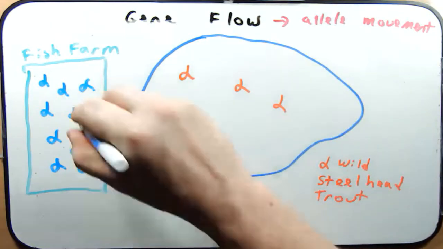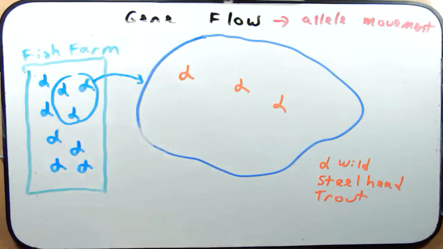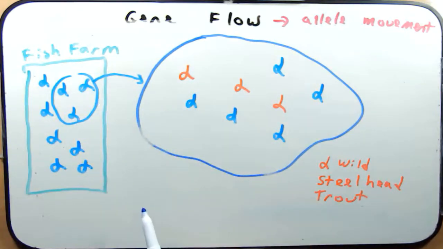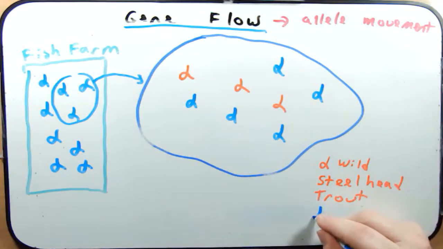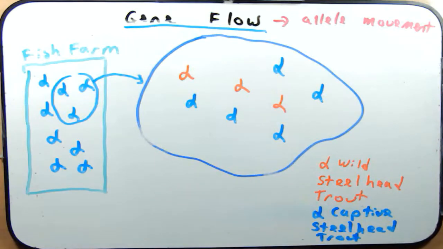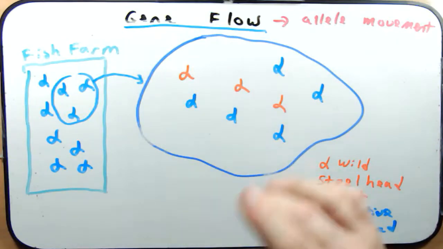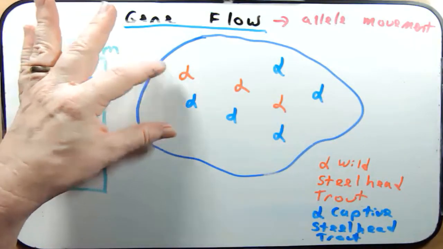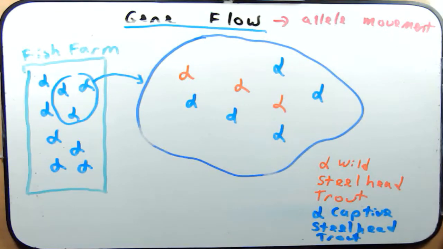And every now and then, they would take a few of these steelhead trout from the farm and introduce them. So essentially what they did by taking these fish and putting them over in the wild population is they artificially allowed gene flow to occur. So let's call these blue ones here captive steelhead trout, because they were the ones in this farm. They were captive in this farm. And so this seems like a really good idea. What they've done is they've added more genetic diversity in this population here. And now what you would expect is over time that this population would recover and you would have a lake full of steelhead trout so you could go there and fish with your family.